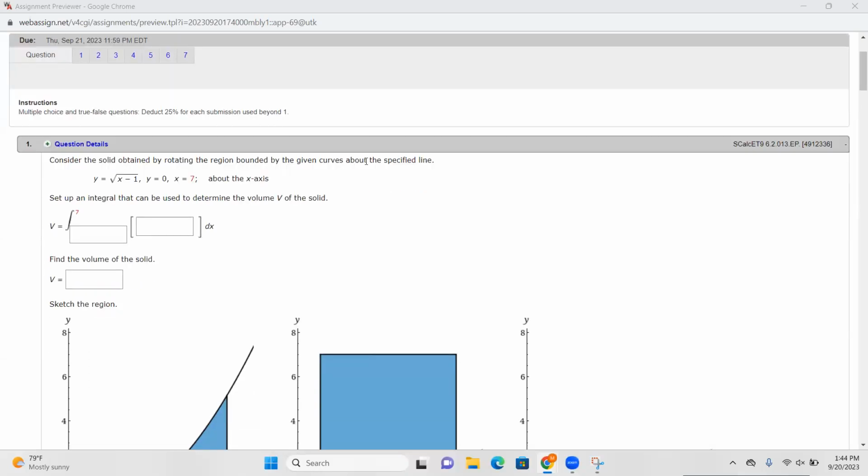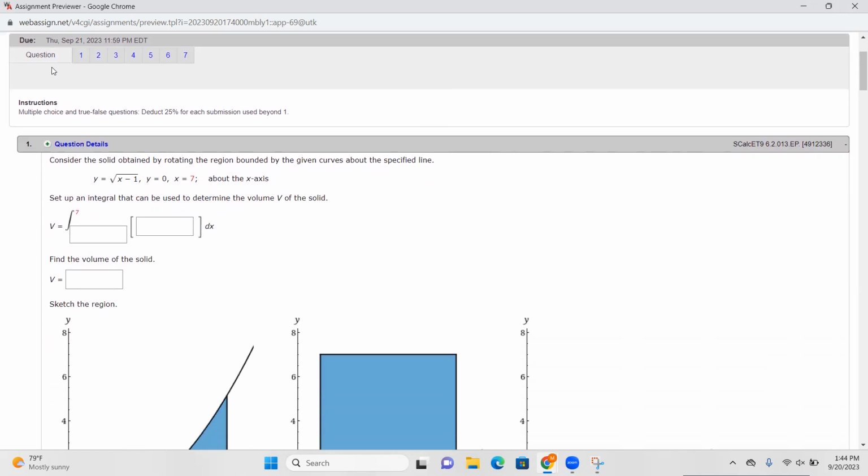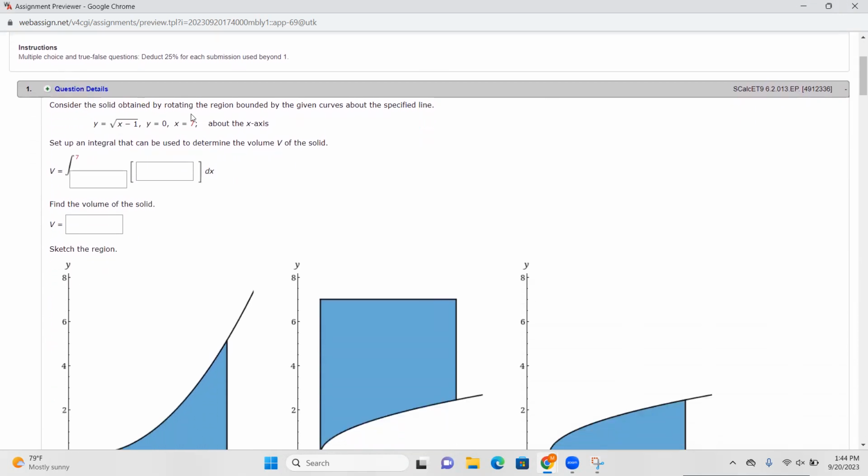All right, so let's take a look at the exercises from 6.2 on volume. This one really is dealing just with disks and shells. So consider the solid obtained by rotating the region bounded by the given curves. Let's see, y equals square root of x minus 1.